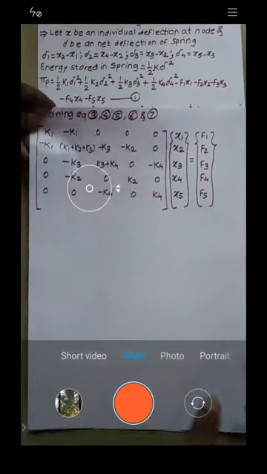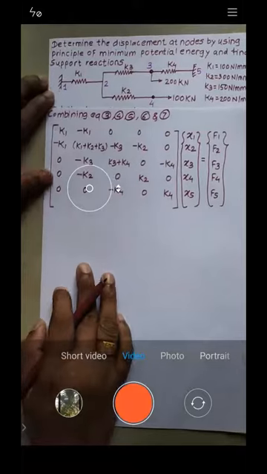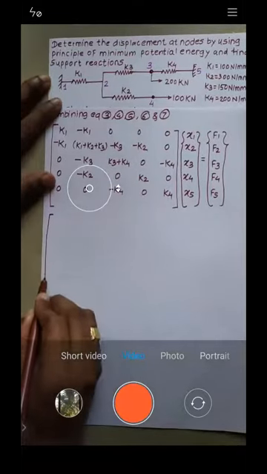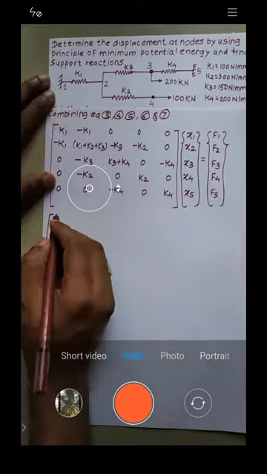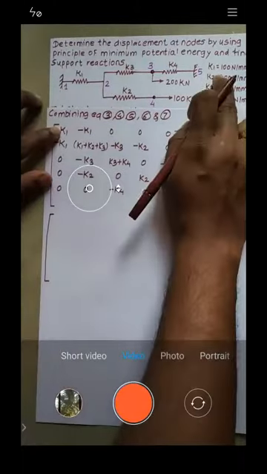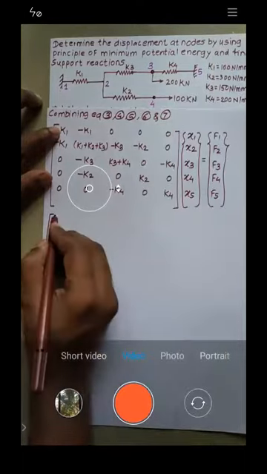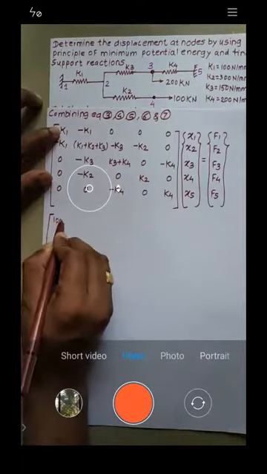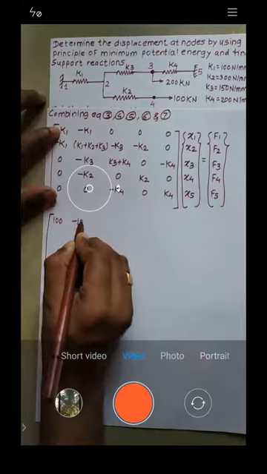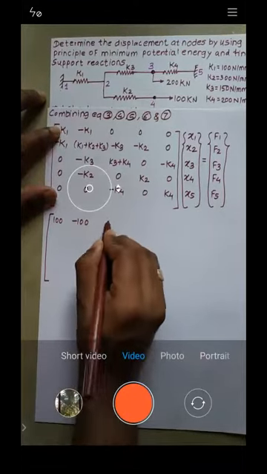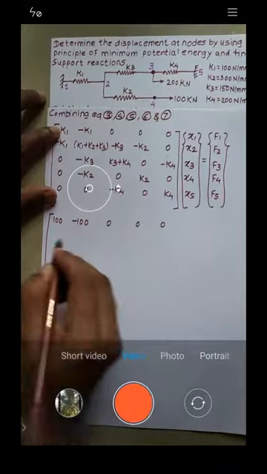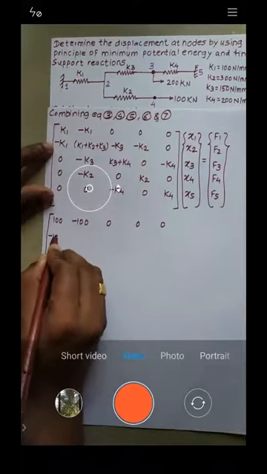Yes, sir. Right? Now see, we are interested to solve this equation, but we need to put those values of these stiffnesses. So let's put those values. What is K1? It is given 100, so I'll put that value. K1 is 100, minus K1 is minus 100. Then 0, 0, 0.